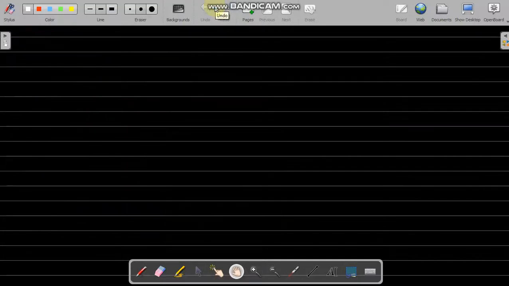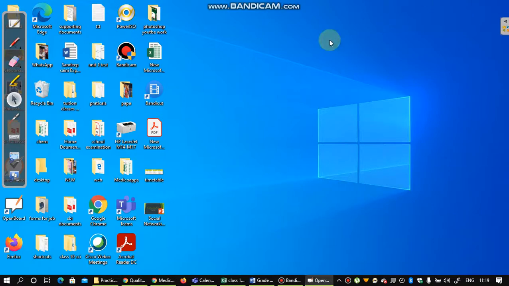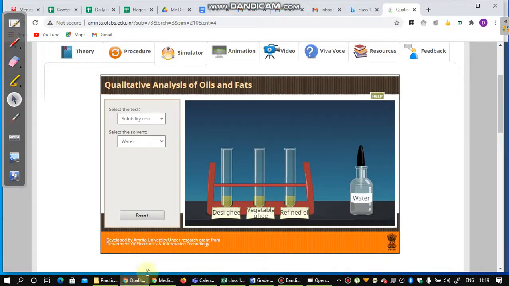Good morning, students. Today we are going to learn how to perform some simple tests for the oils and fats. Now for this practical, let's look over here. For the qualitative analysis of the oils and fats, I have taken three samples, that is the desi ghee, vegetable ghee and refined oil.